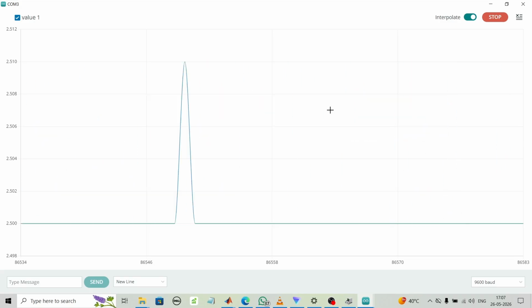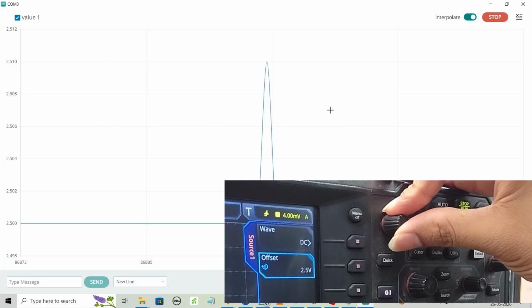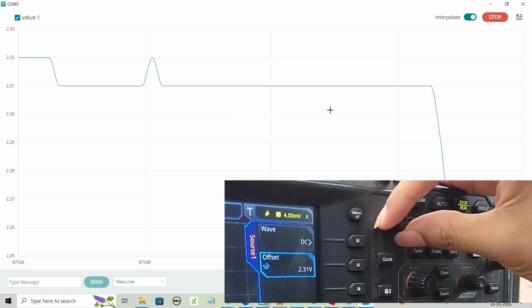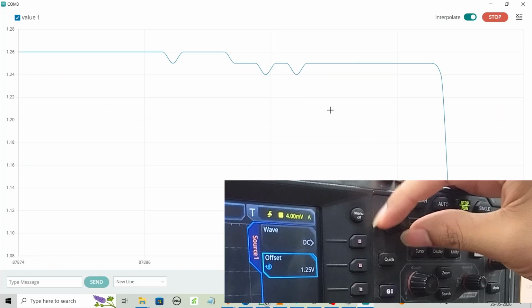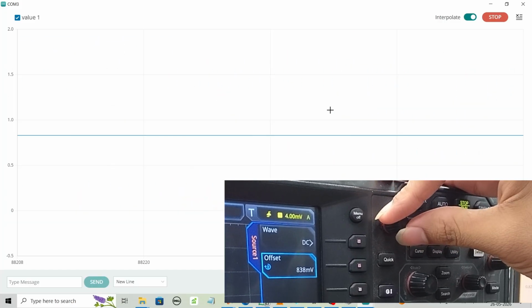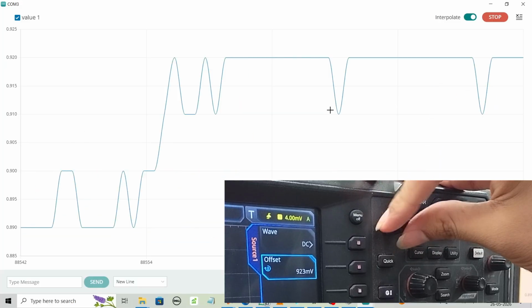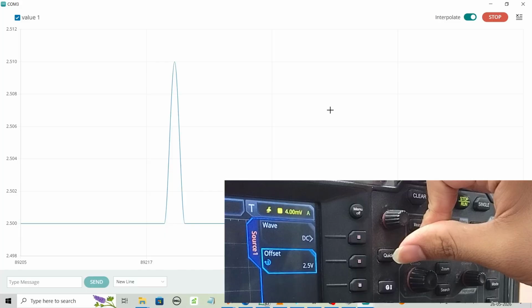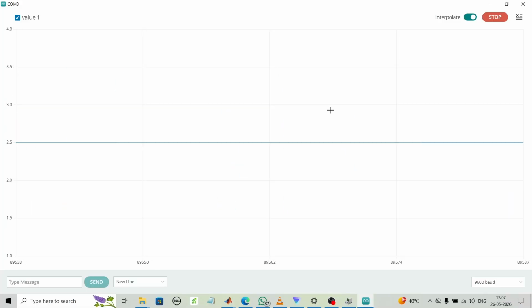Now I will rotate the signal generator knob and vary the input voltage continuously. You can see that when I reduce the voltage, the value in the serial monitor is also reducing. Now when I increase the voltage, the displayed value is also increasing. This shows that the ADC voltage conversion concept is working properly on the Arduino Uno also.